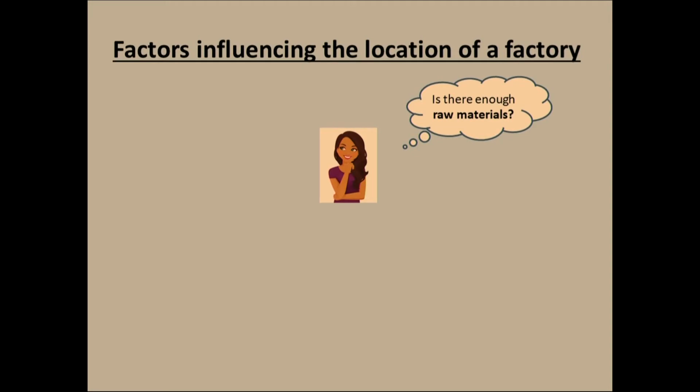So first, is there enough raw materials? Whatever the factory will be about, they need to see whether there is enough raw materials in the area that they will need. For example, if it is an industry that deals with fishing, are they going to be based in a desert or in an area near a coast? Because near the coast, they are closer to the raw materials.